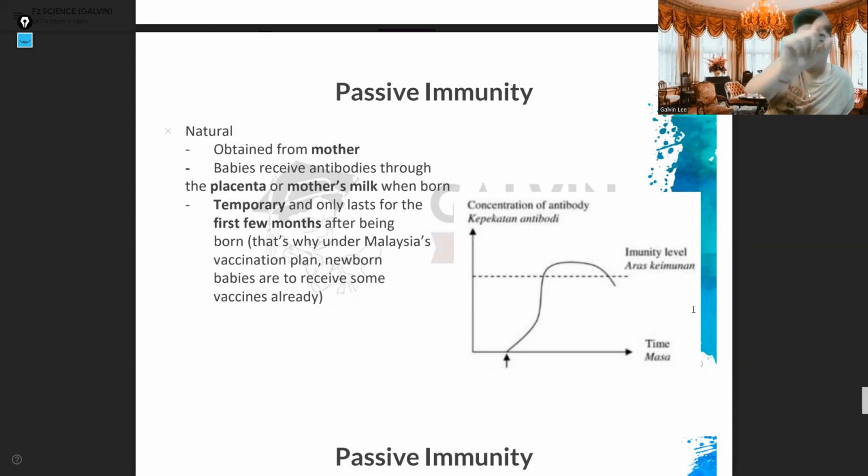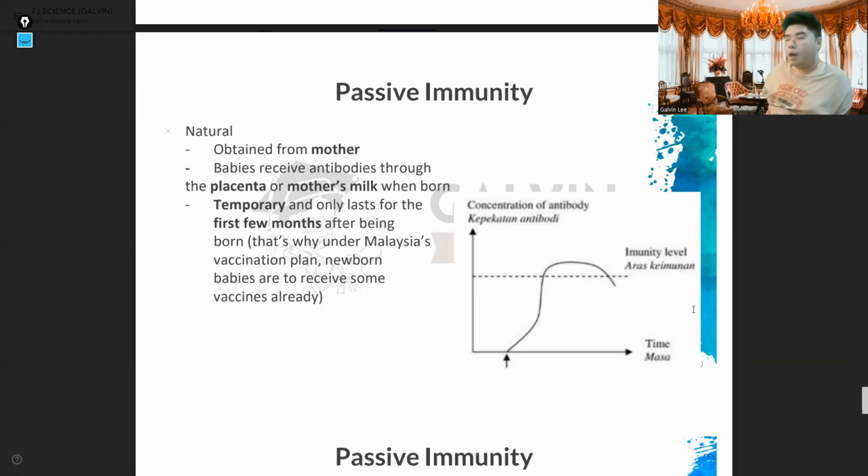2 methods. During pregnancy, you get this antibody through the placenta. When you are in your mother's tummy, the placenta is a temporary organ which helps to transfer useful substances to your body. Nutrients, oxygen, and also antibodies. So your mother gives you a part of her antibodies, shares the antibodies with you so that you are protected.